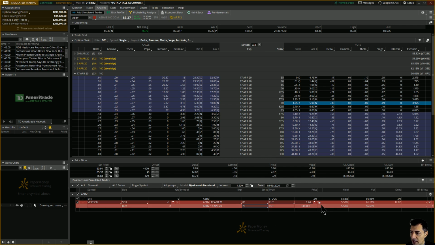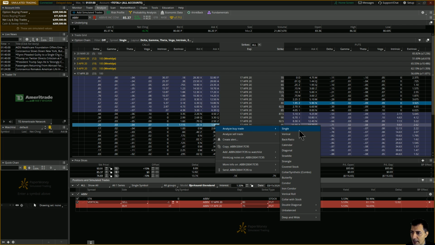80 and 75, and this is giving me a theoretical credit of 2.05. Okay, 2.05 is the credit I get, and with such credit I will want to go ahead and buy a call for that price, and that would be the 95. So I'm going to analyze and buy a single call.